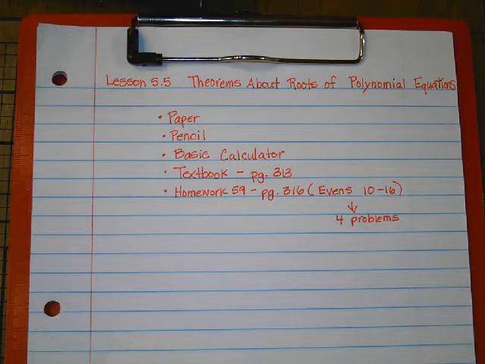So for today, you're going to need some paper, a pencil, just a basic calculator. You need your textbook. We're going to be on page 313. And then on homework 59, today is going to come out of your textbooks. The even ones, 10 through 16.